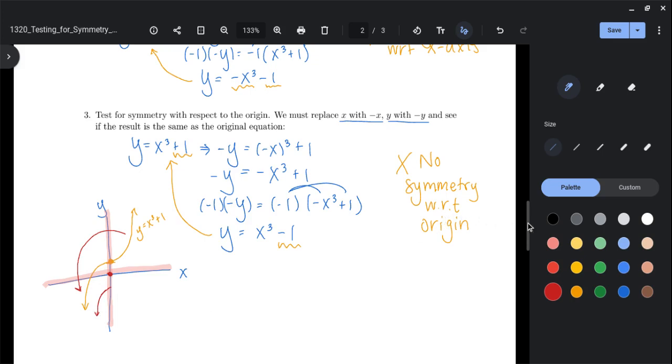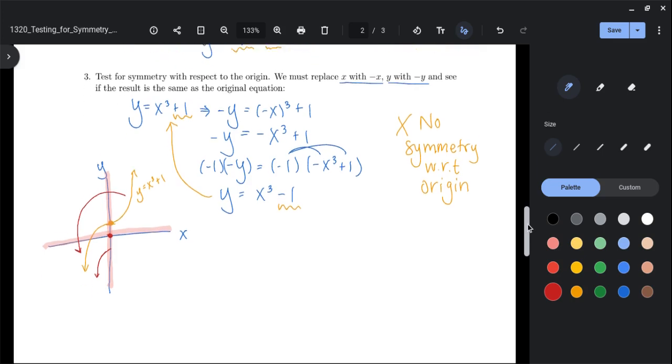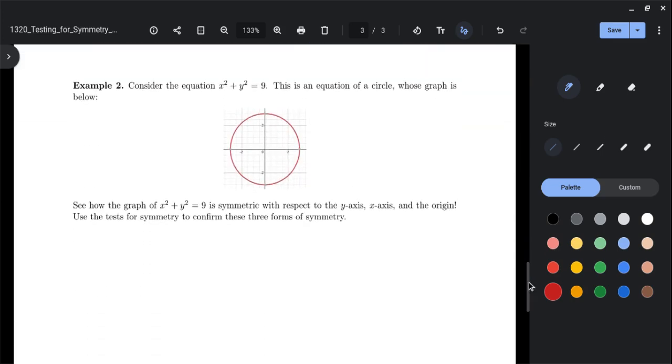There are, like I said, examples where we have all 3 forms of symmetry, which is actually the next example that I encourage you to try on your own.